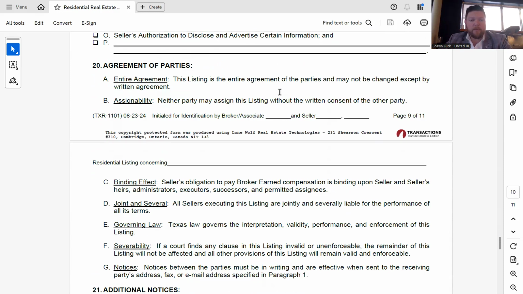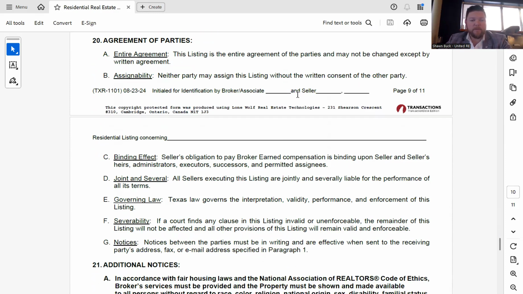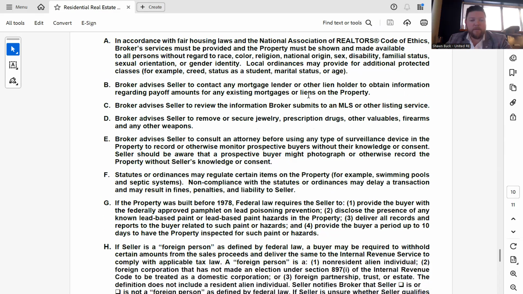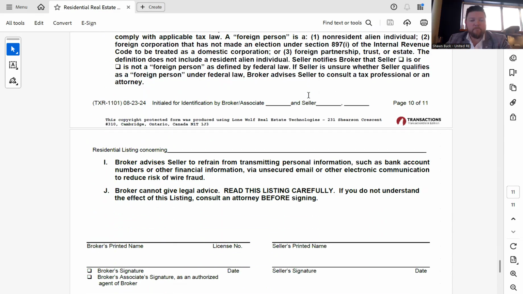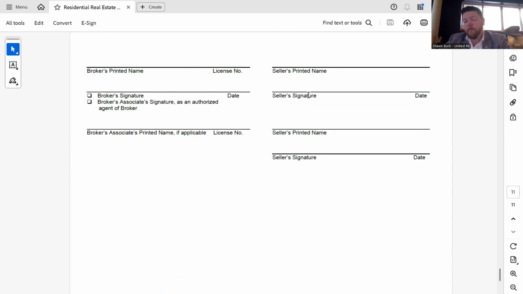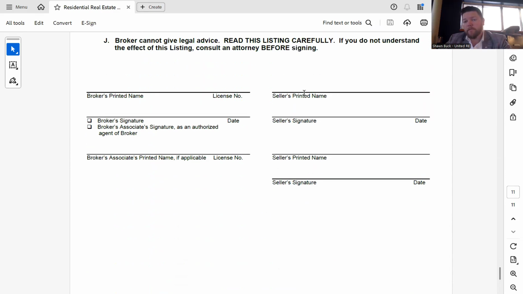And listing the property with you, agreements with parties, additional notices, and then all parties sign. And then we're going to get it on the market.